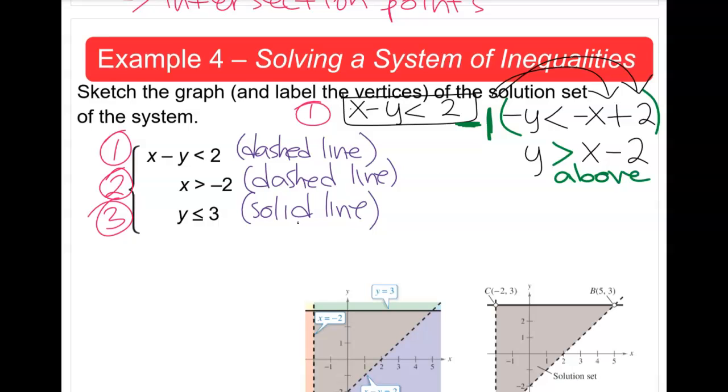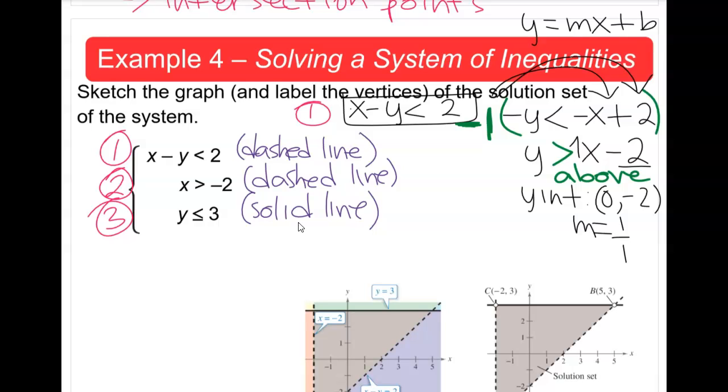So in this case, if we use the y equals mx plus b, the slope-intercept form, we can notice that the negative 2 is representing the y-intercept. So the y-intercept is going to be the point 0, negative 2. And the slope here is the coefficient of the x, which is a 1. So that means that our rise over run will be 1 over 1, or 1 up, 1 to the right from the y-intercept. And it's also important to mention again that the line will be dashed.